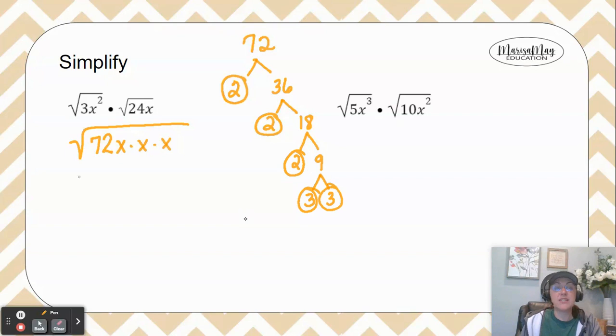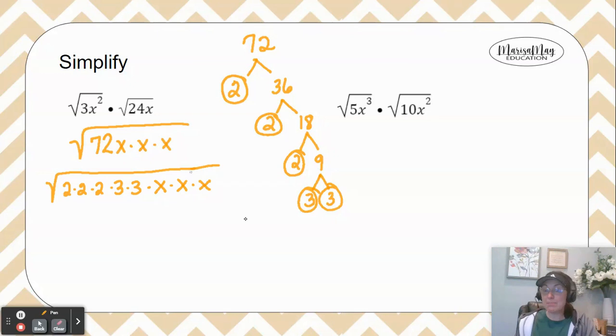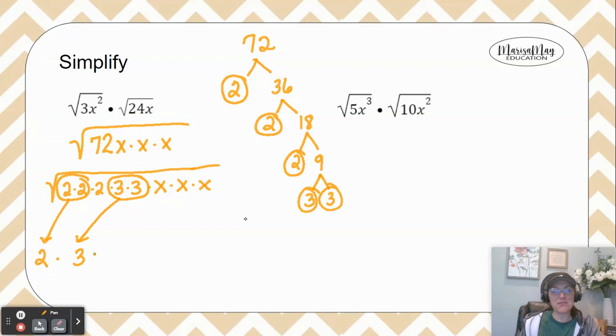Okay. Now, instead of the 72 under here, I'm going to write out all my dead branches. So that's 2 times 2 times 2 times 3 times 3. And then don't forget my times x times x times x. Now, when we simplify, we're looking for pairs. So I've got a pair of 2's. I'm going to write a 2 out here to stand for that pair. I got a pair of 3's. Sounds like we're playing cards, doesn't it? So I'm going to write a 3 out there for my pair of 3's.